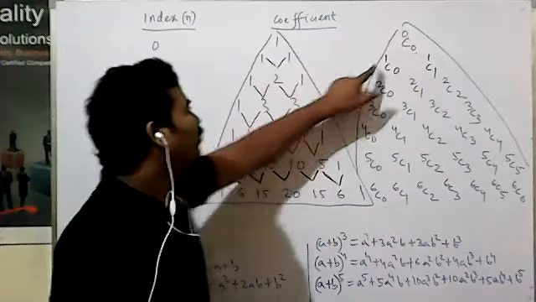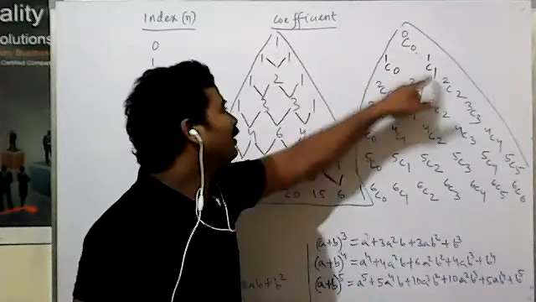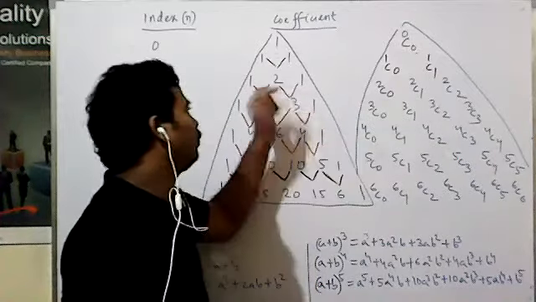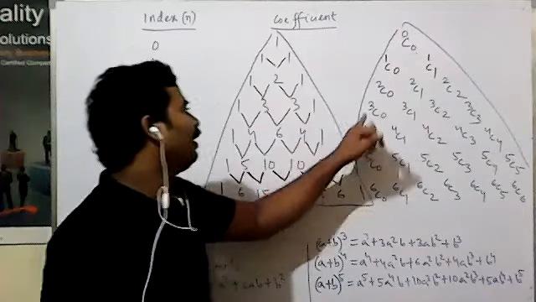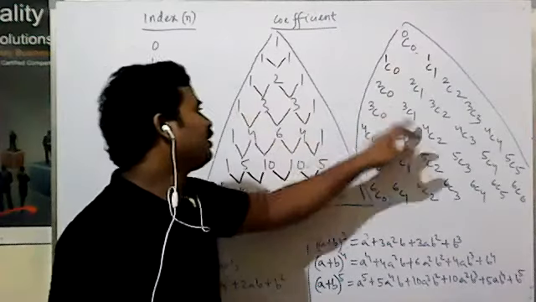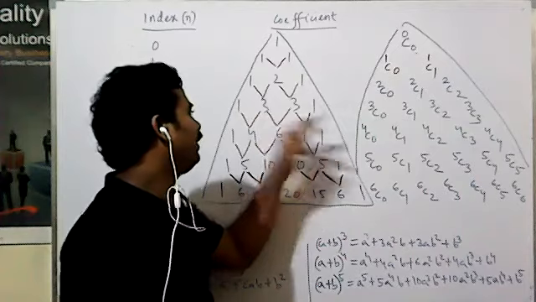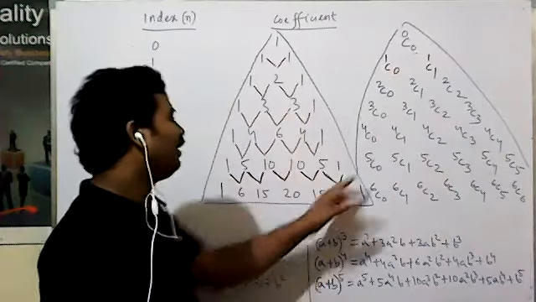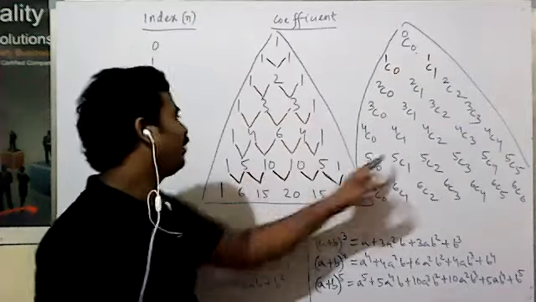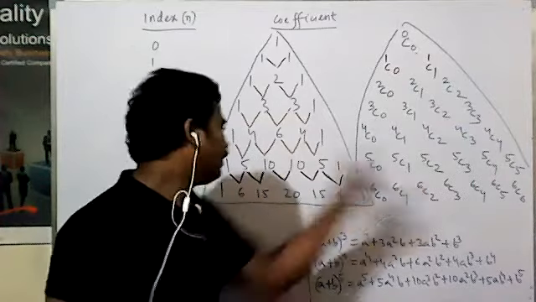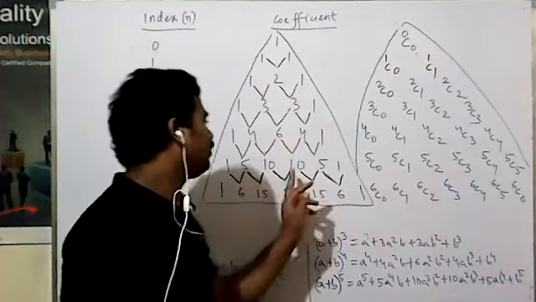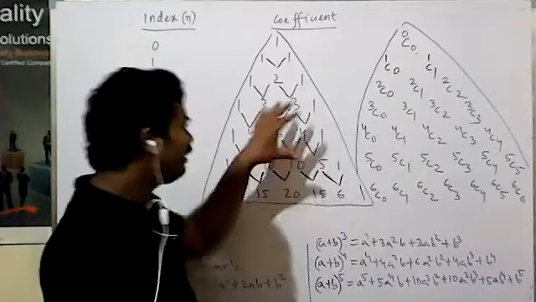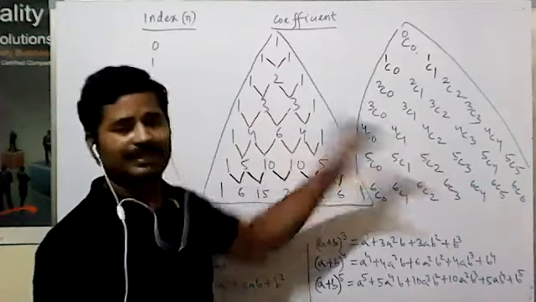0C0 is equal to 1, 1C0 is equal to 1, 1C1 is equal to 1, 2C0 is equal to 1, 2C1 is equal to 2, 2C2 is equal to 1, 3C0 is equal to 1, 3C1 is equal to 3, 3C2 is equal to 3, 3C3 is equal to 1. Similarly, 5C0 is equal to 1, 5C1 is equal to 5, 5C2 is equal to 10, 5C3 is equal to 10, 5C4 is equal to 5, 5C5 is equal to 1. In this way, we can find out the combination value.